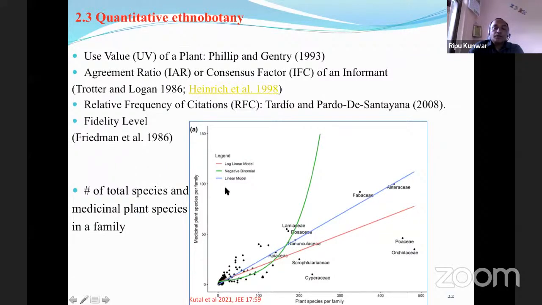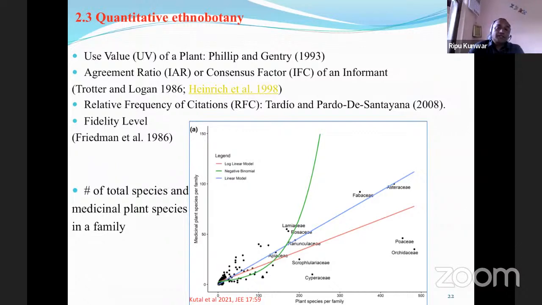Here I try to compare data from ecology and ethnobotany. On the x-axis I plotted the total number of plant species in a family. On the y-axis, the total number of medicinal plant species in a family, and then we can regress which families are overexploited and which are underutilized. Here, I tried three regression models: linear model, negative binomial, and log linear model. We can even use Bayesian and logistic regression.